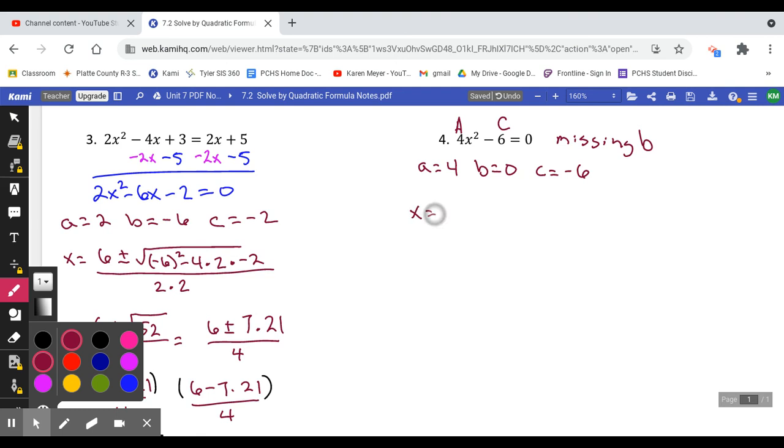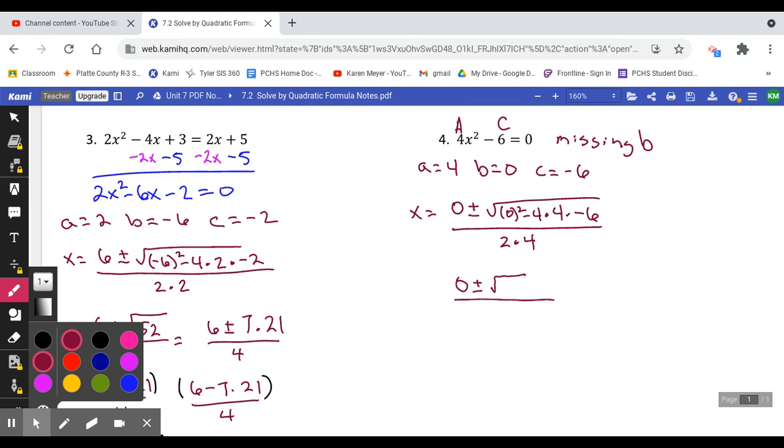All right, here we go. Opposite of b. Well, 0 isn't really considered positive or negative, so it just stays as 0. Square root of 0 squared minus 4 times negative 6 all over 2 times 4. Okay, type in the part that's underneath the square root. And when I type that in, I got 96. And on the bottom, 2 times 4 is 8.